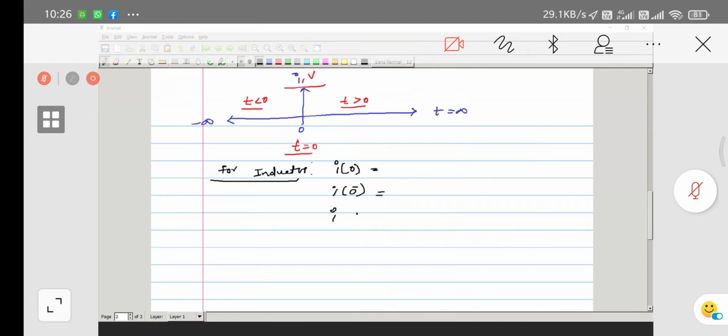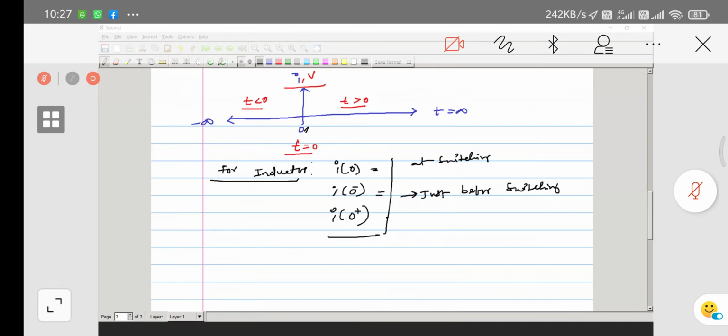I0 plus is the after switching instant. So here, if you observe all these things, I0 is the switching instant. What is the current at t equal to 0? I0 minus is just before the switching instant.